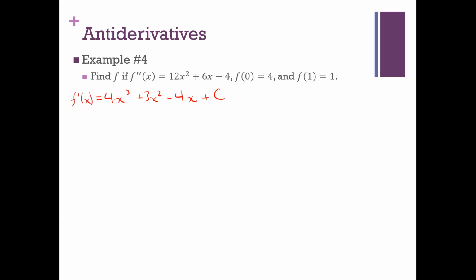All right. What can we do with this thing? Okay. So x to the fourth plus x to the third minus 2x squared plus Cx.